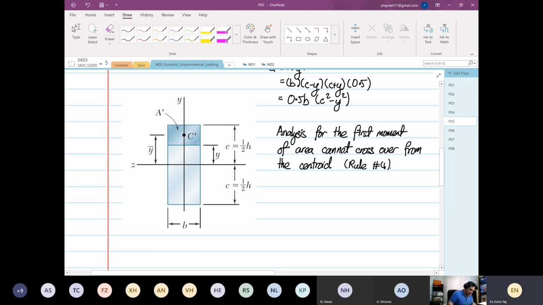What do I mean by that? Okay, you cannot have a situation where you want to find the first moment of area like this, right? It intersects, it crosses the what? It crosses the z-axis. Okay, so this is not possible, right? That is not possible. So you cannot cross the centroid, right? You cannot cross the centroid of interest because you cannot find your first moment of area.